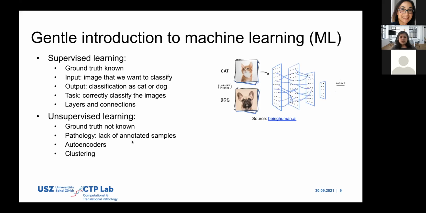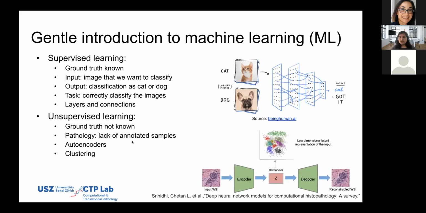The other class is unsupervised learning. This is when we don't have the ground truth known for our case. And this is very interesting for pathology because there is a huge lack of annotated samples, because it takes a lot of time to annotate them.